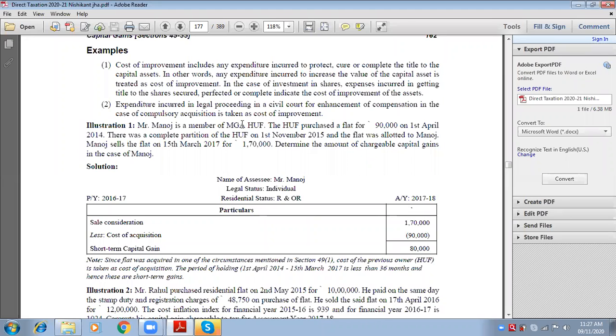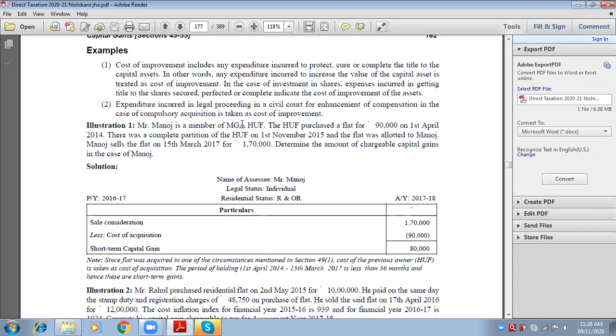1,70,000. Very good. So 1,70,000 minus 90,000. What is your final answer? 80,000. 80,000 is your short-term capital gain or short-term capital loss? Gain, ma'am. Very good. Short-term capital gain. So write down the heading of 80,000: short-term capital gain.